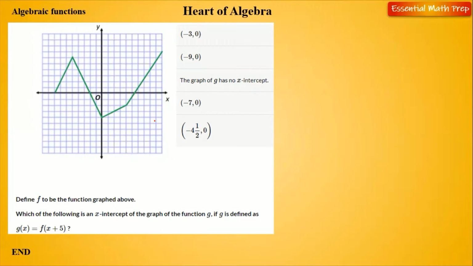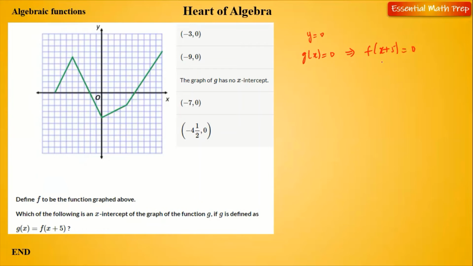of functions. Okay. Define f to be the function graphed above. Which of the following is an x-intercept of the graph of the function if g is defined as g of x equals f of x plus 5? As we did before, since we are asked to find the x-intercept, let's assume y equals 0. That means g of x equals 0 implies f of x plus 5 equals 0.